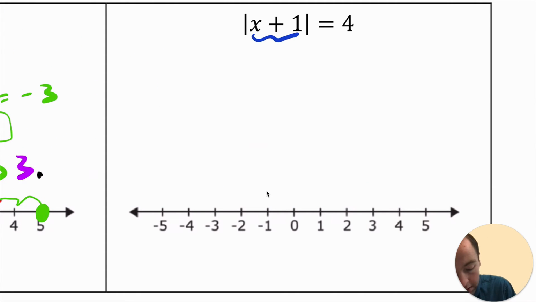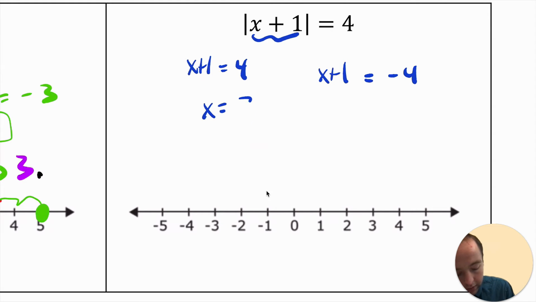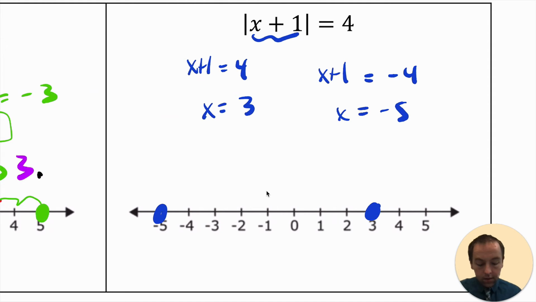So this one, you just have x plus 1. You want that to, of course, be 4. But then you also want -4 in the absolute value to be worth x plus 1. Solve both of them, you're going to get 3 and -5 as solutions. And we'll plot both of them. Perfect. Not going to write that in sentence form.